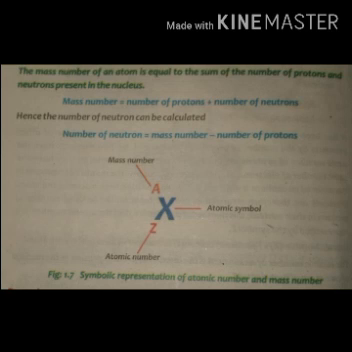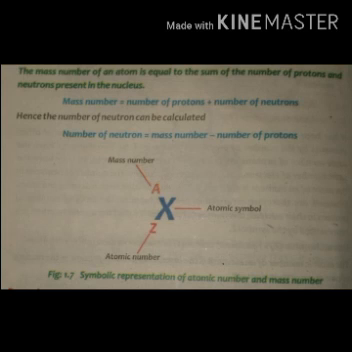Mass number, denoted by capital A. Dear students, mass number is also called nucleon number. As protons and neutrons are relatively heavier particles than electrons, the mass of an atom depends upon the number of protons and neutrons which is present in the nucleus.